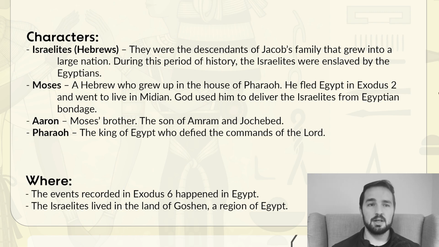He's Moses' brother. Abraham is very long gone at this point. Aaron is Moses' brother. He's from the tribe of Levi, as was Moses, and he's the son of Amram and Jochebed, as was Moses. Then our final character is Pharaoh. He was a wicked king who refused to obey the commands of God.